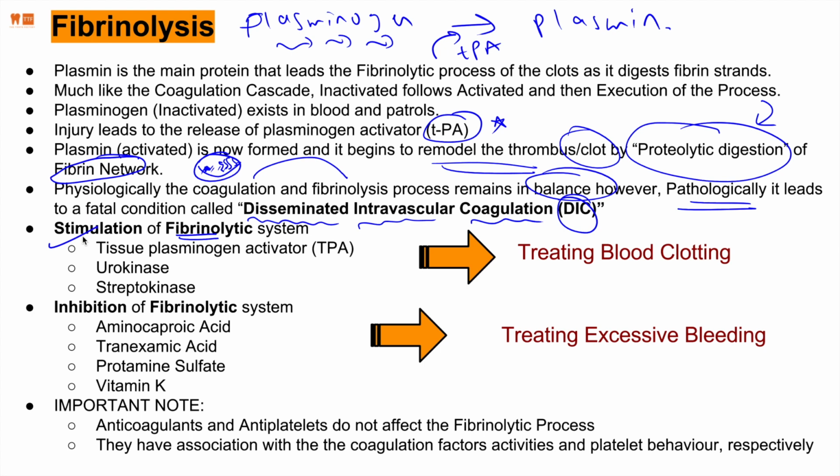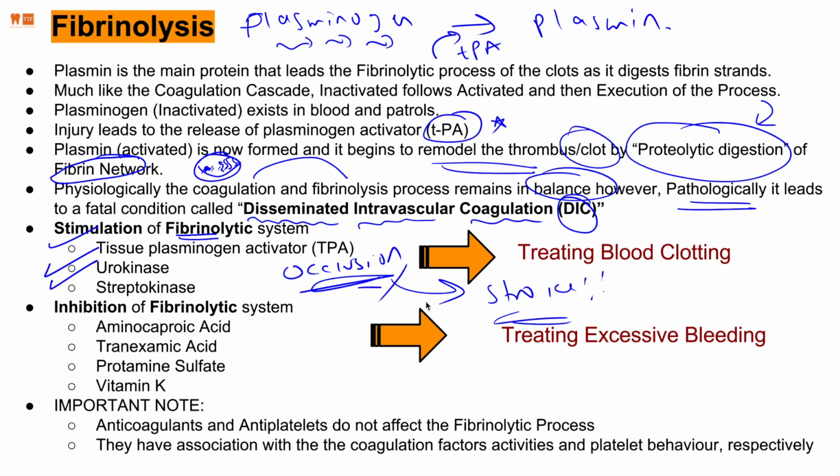We talked about TPA, but there are drugs out there, urokinase and streptokinase. Well, why do we need this? Whenever there is a fibrin clot that is causing occlusion of blood vessels, which then can lead to a stroke, remember that? Well, you need urokinase and streptokinase to break this occlusion down and prevent any stroke from happening. This is the treatment of blood clotting. Okay, we'll talk about these drugs in the pharmacology section in the future slides.